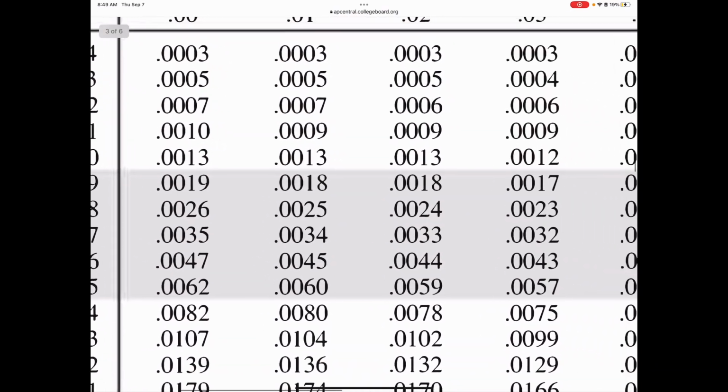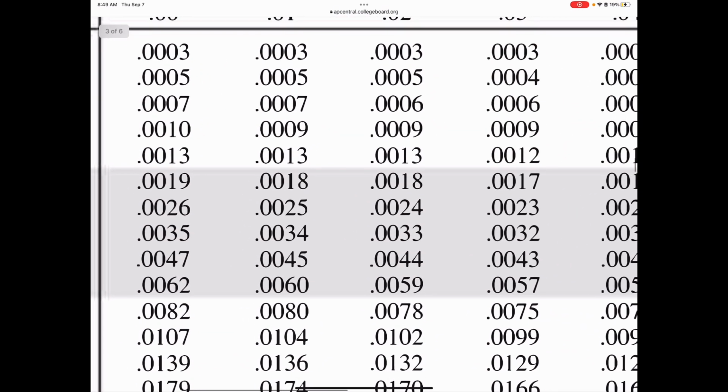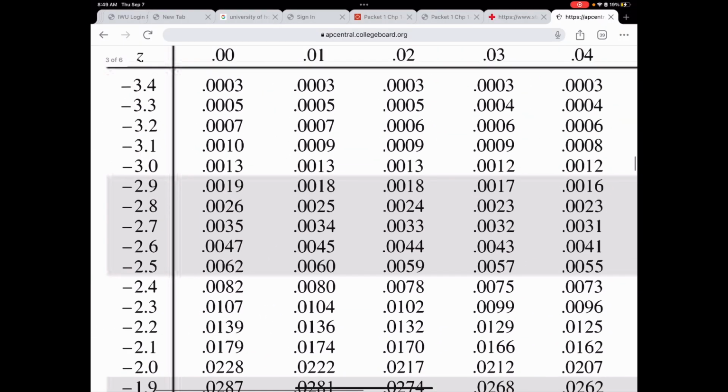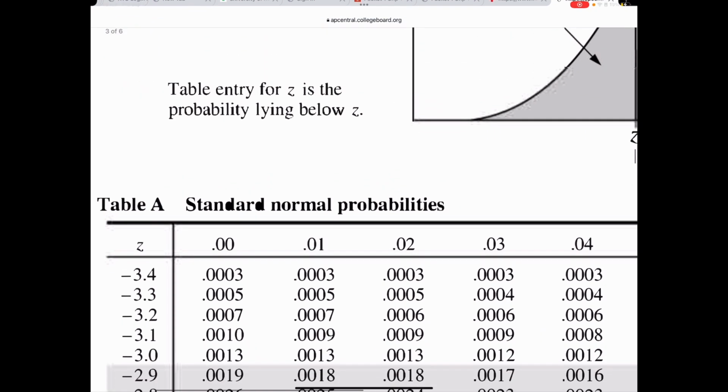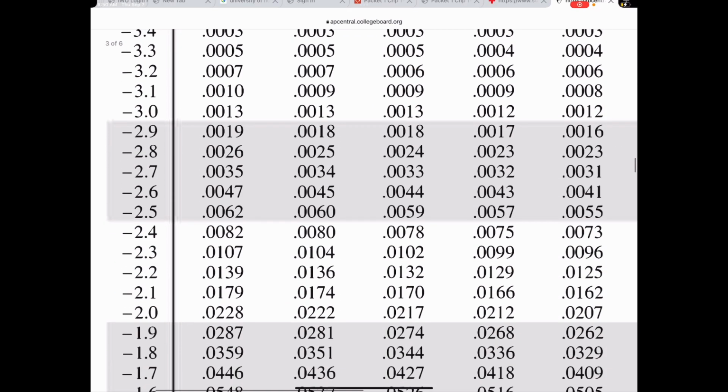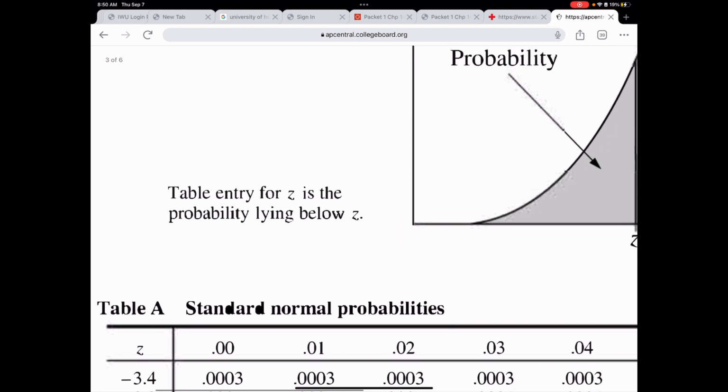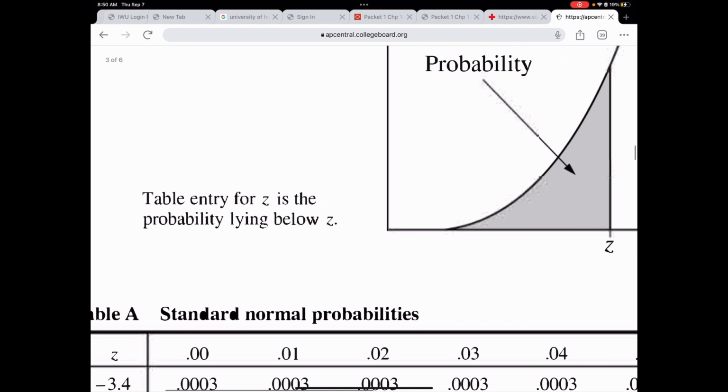And what are these values? These are the percentages under the curve. So if I were to look at a z-score of negative 3.4, there's about 0.003, or 0.03% of the curve, shaded.